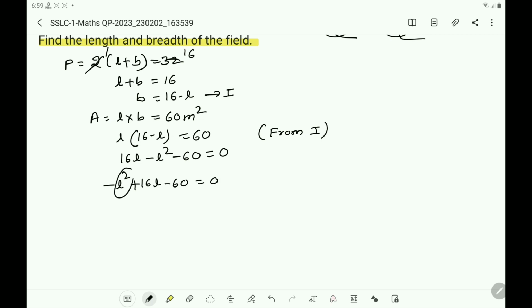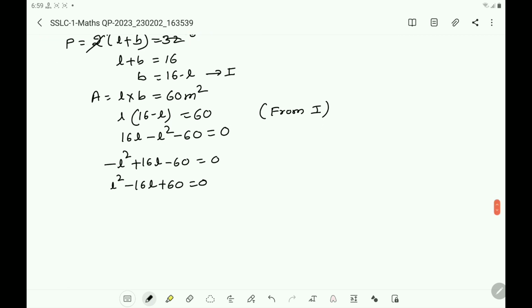Then this L square has a negative sign, make it positive. That can be done by changing the sign of each term of this expression. Then you write L square minus 16L plus 60 equals 0. Now you got it in the form of ax square plus bx plus c equals 0. Then you can solve it by any one of the methods, and let us solve it by the factorization method.